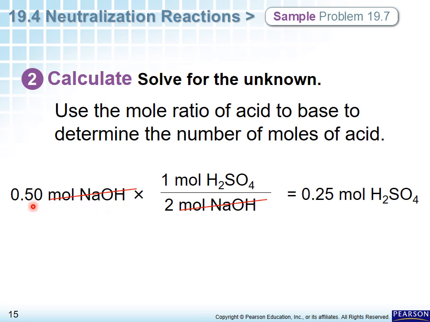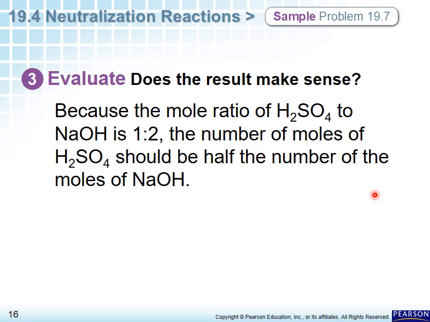So what is given in the question? 0.50 moles of NaOH. So NaOH is given, and I put it down here. So moles of NaOH. What do you need? Moles of H2SO4 on the top. A simple conversion factor: moles of NaOH cancel with moles of NaOH, and we know the ratio is 1:2. Multiply and divide by 2, and it will give you 0.25 moles of H2SO4. So does the result make sense? Because the mole ratio of H2SO4 to NaOH is 1:2, the number of moles of H2SO4 should be half the number of moles of NaOH.